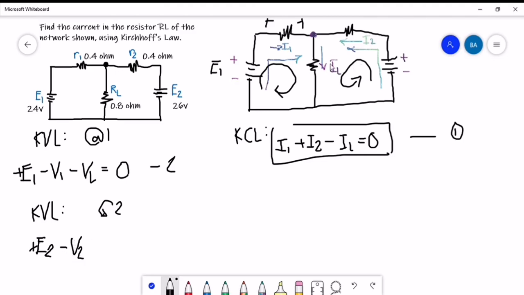And then for our I sub L, its sign is also negative because it is in the same direction. The current of our R sub L and the loop are in the same direction. So this is also a negative V sub L equals 0. And this will serve as our equation number 3.